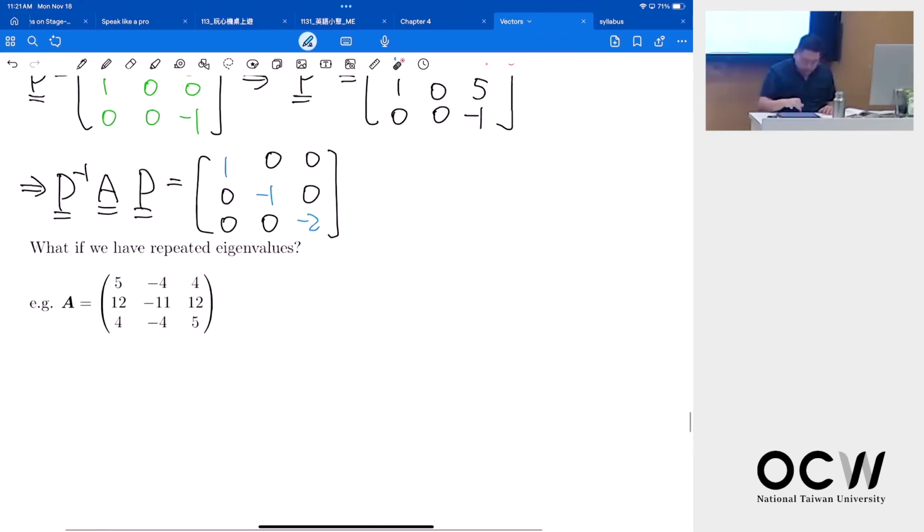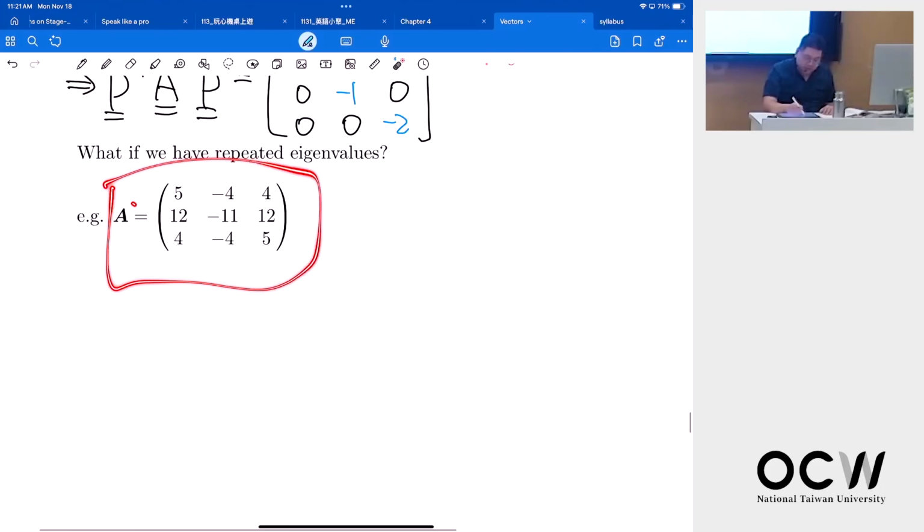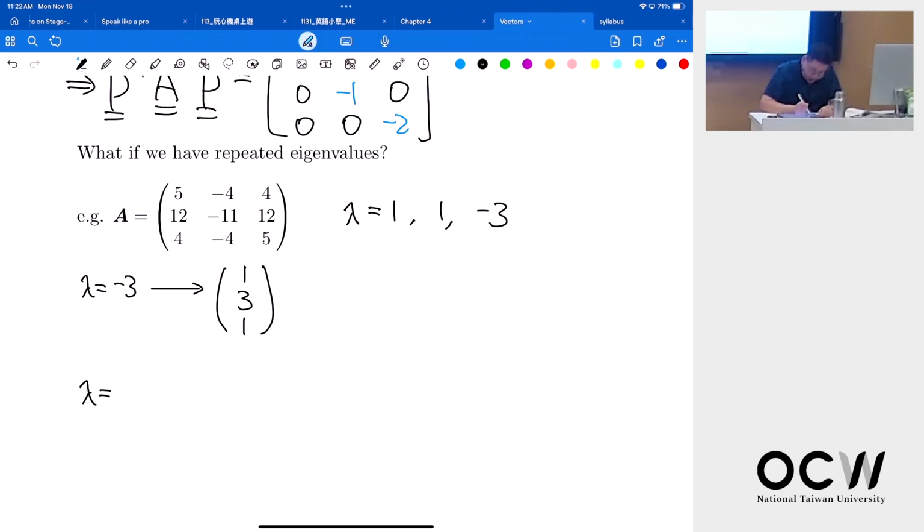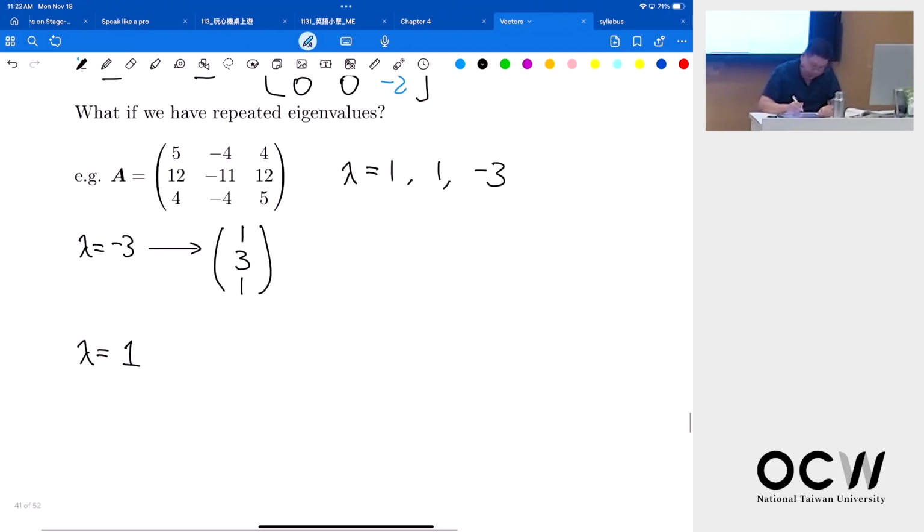So first, let's see. If I have a matrix A, then you can find the eigenvalues are 1, 1, and -3. So when the number is -3, that's just a typical eigenvalue, and then you know you can find the eigenvector without any questions. 1, 3, 1. But how about eigenvalue equals 1? When eigenvalue equals 1, then we need to find the eigenvector.